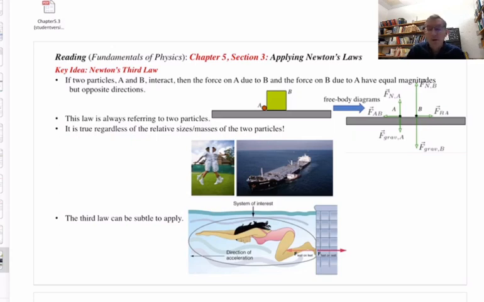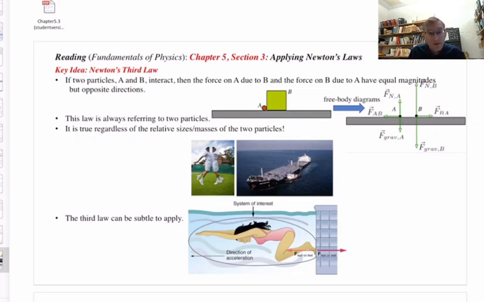Hello again. This is our next video lecture, and it covers Chapter 5, Section 3 in Fundamentals of Physics. That section is entitled Applying Newton's Laws. And of course, that name is appropriate because that section, if you read it in the book, has lots of example problems. But there's also one new key idea introduced that we're going to talk about first. It's called Newton's third law of motion.